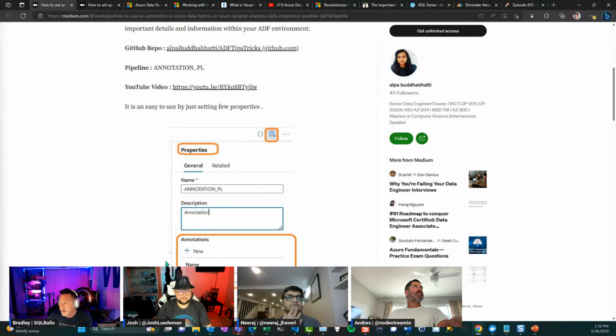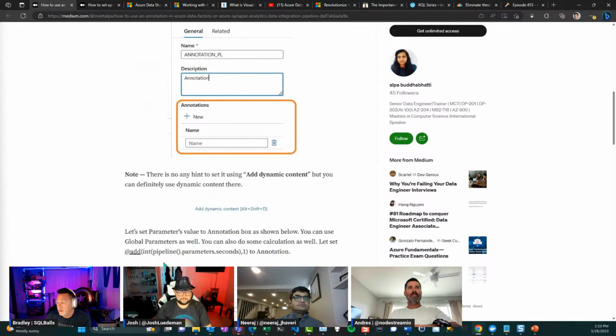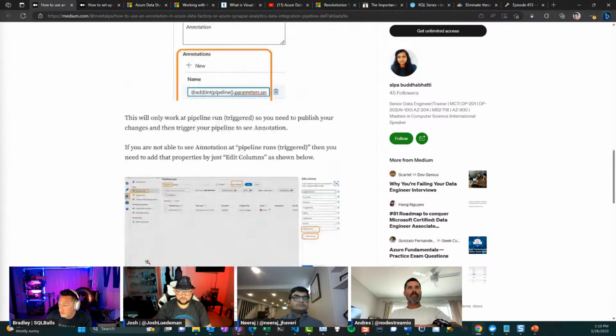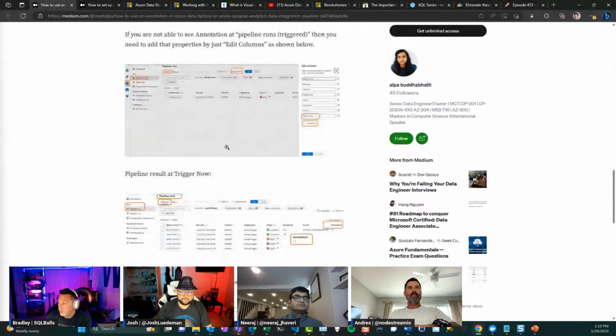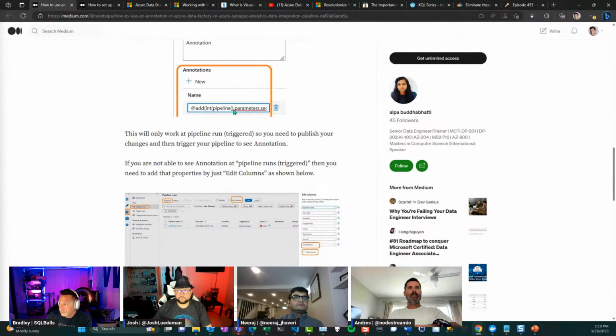But these annotations will be able to give us more depth into what is successfully working and what may be erroring out within our pipelines. And she gives a beautiful demonstration of this, of an error beforehand and then an error once she adds in the dynamic parameter value that's being passed for the pipeline.